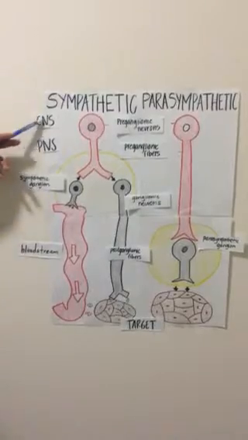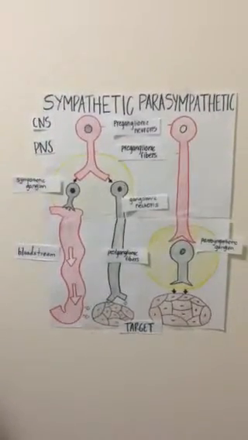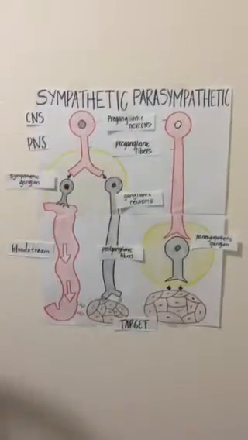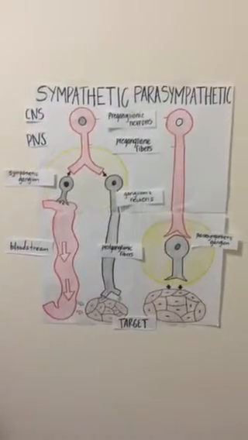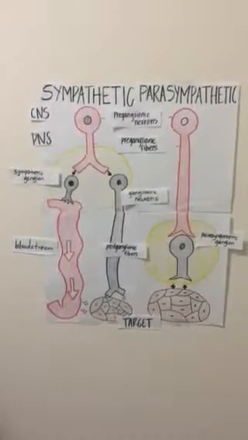So here is the CNS and the PNS of the sympathetic nervous system. There are also the preganglionic neurons. The preganglionic neurons are present in the brainstem and spinal cord. Neurons are present in the visceral and reflex arc.